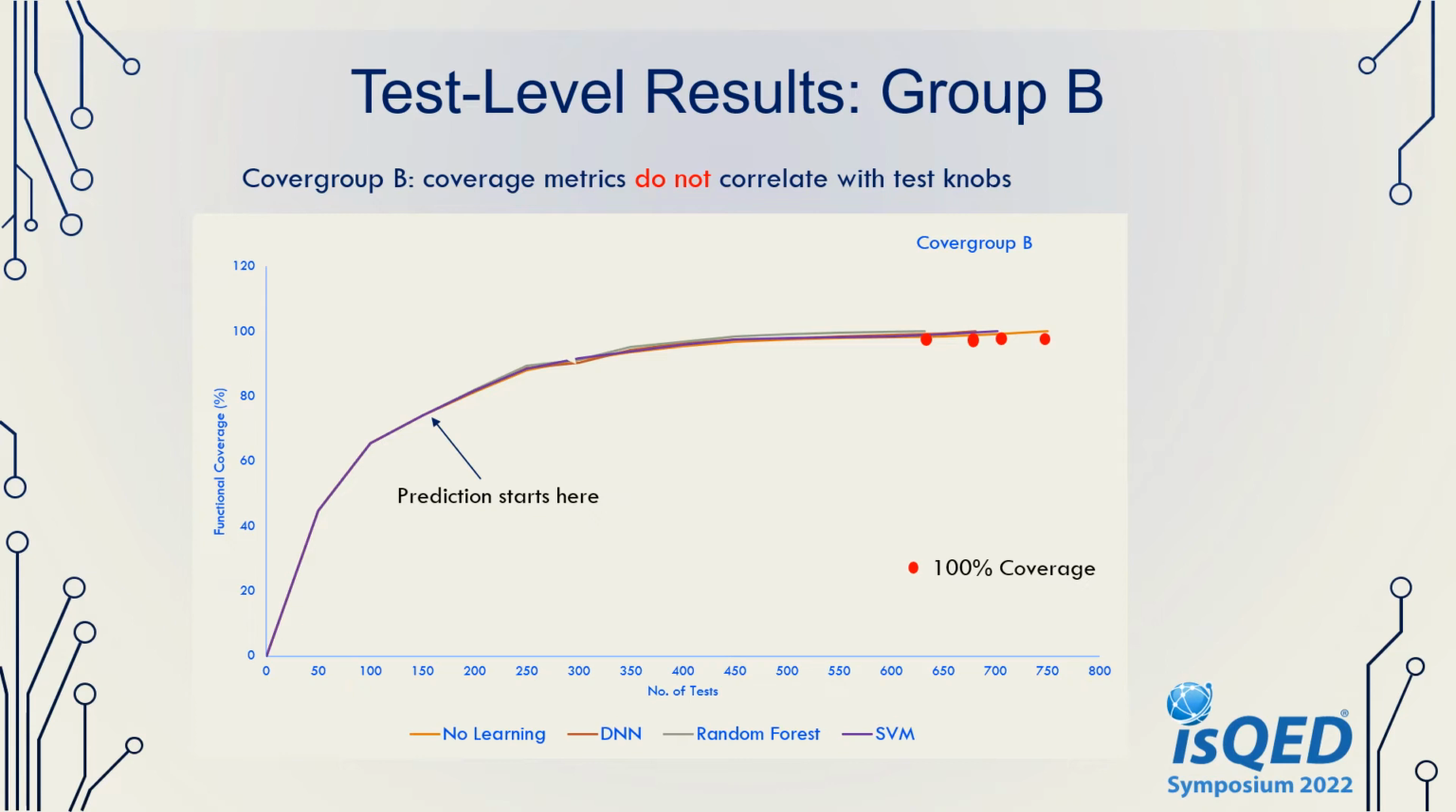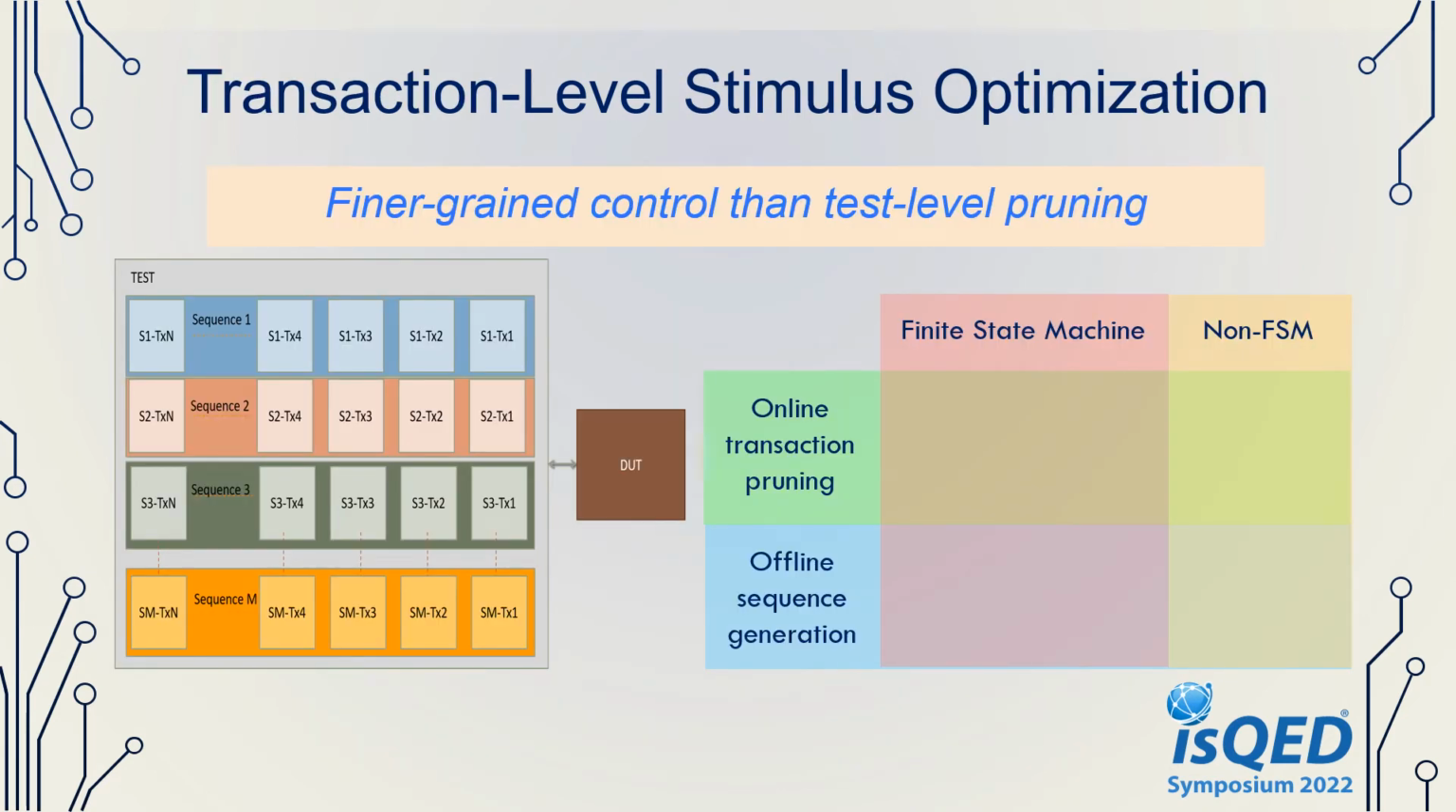So this is another group, group B. For this group, we can tell whether or not to apply machine learning. The difference is very small, because for those cases, those test knobs, they have a poor correlation with those test metrics. So that means this coarse-grained level test level pruning is not sufficient.